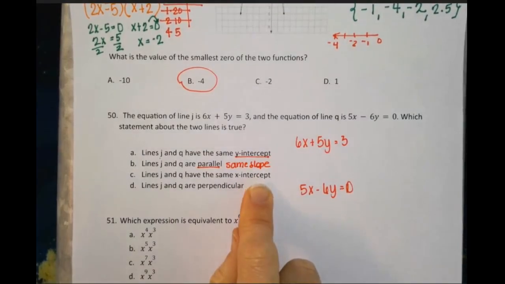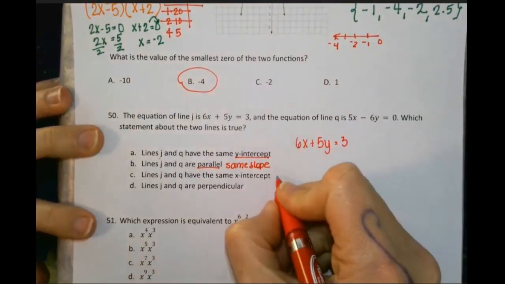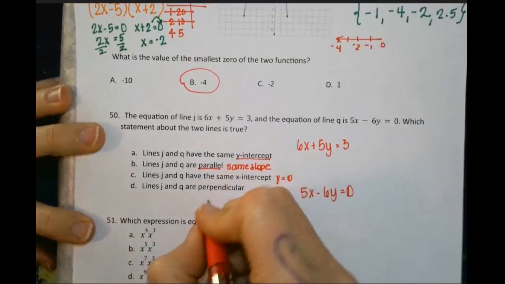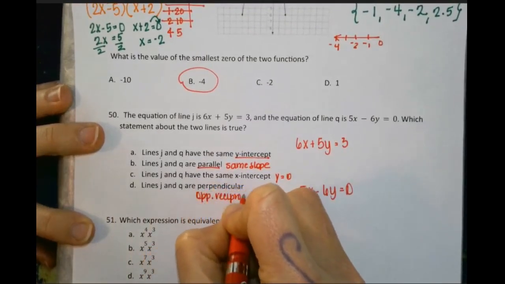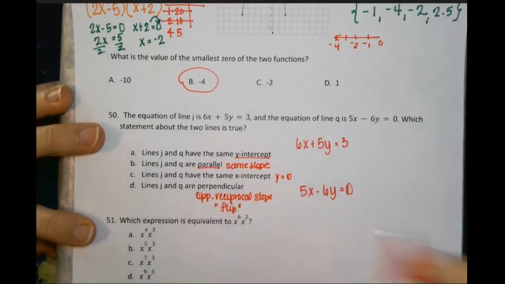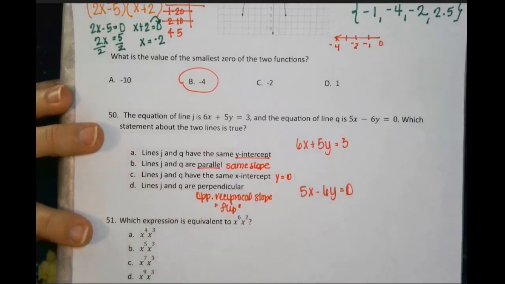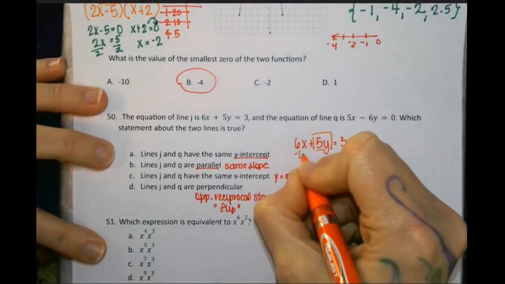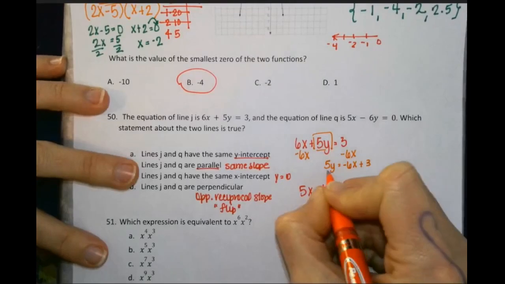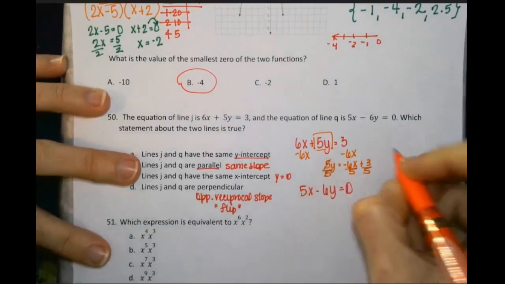And just remember, we know that at the x-intercept, y equals 0. And then lines J and Q are perpendicular, which means opposite reciprocal, opposite and flip. They're both in standard form. To be able to answer those easily, especially without a calculator, you need to get y by itself. So I'm going to subtract 6x, and then I'm going to divide by 5, because that's the opposite of multiplication.